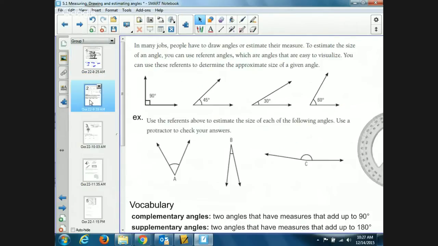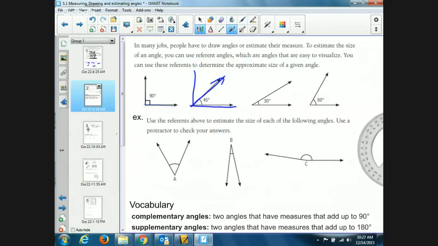Next. In many jobs, you have to draw angles or estimate their measure. To estimate the size of an angle, you can use referent angles. Reference is something you refer to, right? Which are angles that are easy to visualize. You can use these references to determine the approximate size of angles. Now, the 90 is always easy to sort of approximate. Half of 90, though, is your 45-degree angle.